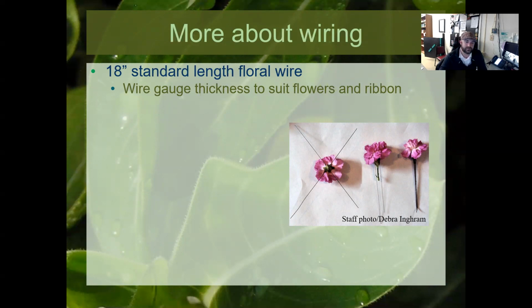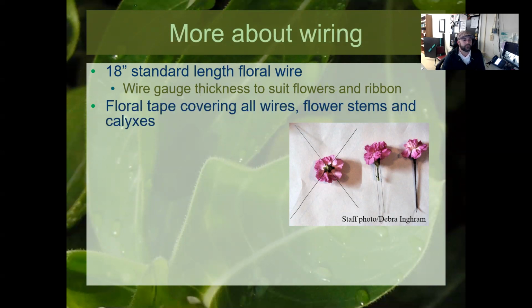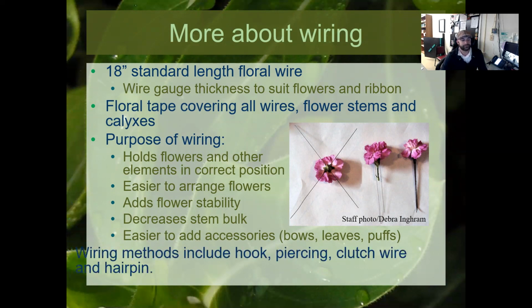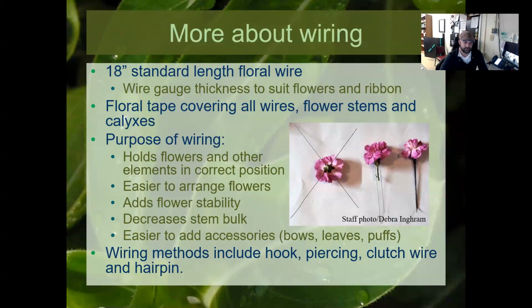So wire gauge thickness to suit flowers and ribbon. Floral tape covering all wires because you don't want to jab yourself. Floral stems and calyxes. And the purpose of wiring is holds flowers and other elements in correct position. Easier to arrange flowers, adds flower stability, decreases stem bulk, and easier to add accessories such as bows, leaves, or puffs. Wiring methods include hook, piercing, clutch wire, and hairpin.